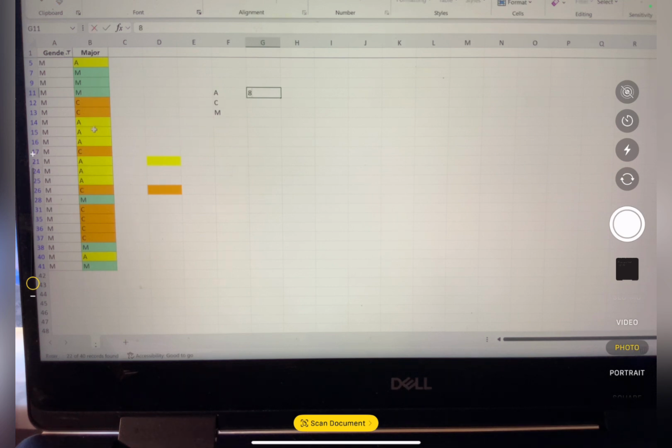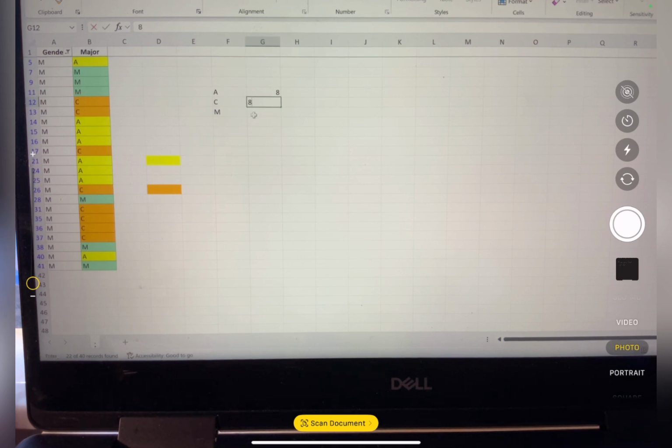1, 2, 3, 4, 5, 6, 7, 8. We got it. Now computer science, I'm not using formula. For myself, I would use formula which would calculate all this, but I am going easy on you in this case. So computer science is C, it's orange. It's 1, 2, 3, 4, 5, 6, 7, 8. We have 8. All right, and M, marketing, 1, 2, 3, 4, 5, 6.